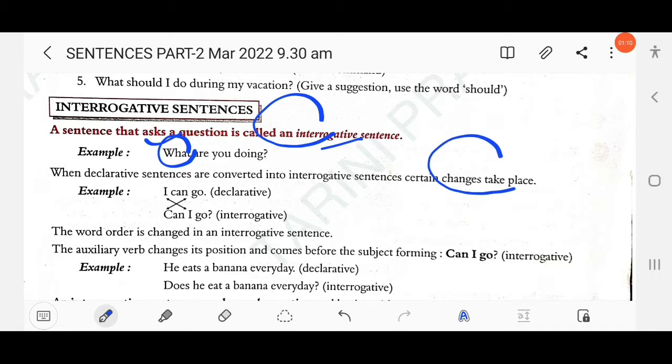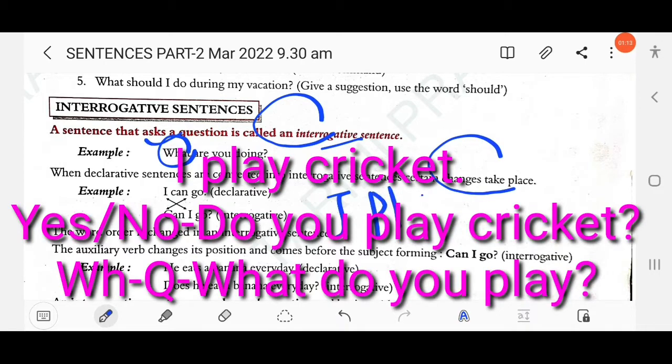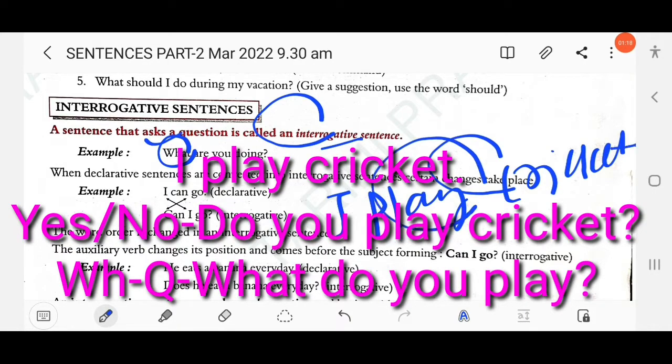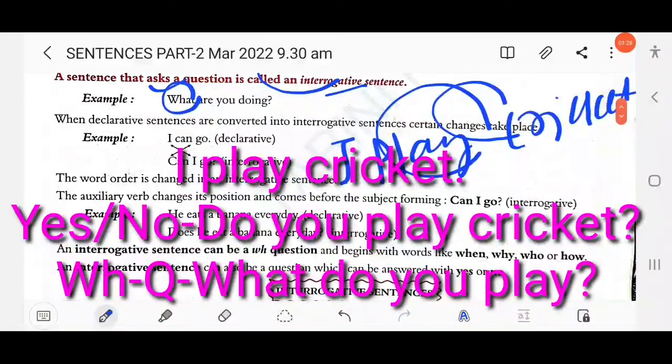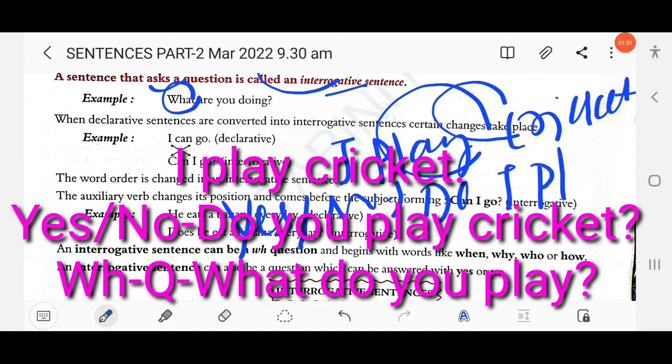Suppose we take an example: I play cricket. This is simple present tense. Now you have to change it into a yes/no question. An interrogative can be formed in two ways, first yes/no, then WH. In yes/no the auxiliary verb comes to the beginning of the sentence. In simple present we use do or does. So here, do: Do I play cricket? This is a yes/no question.